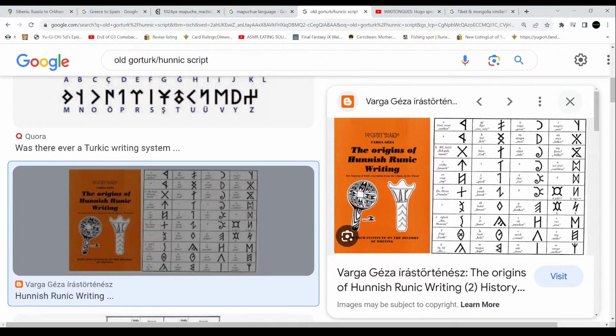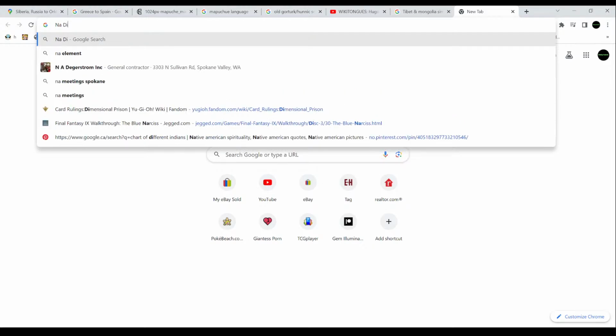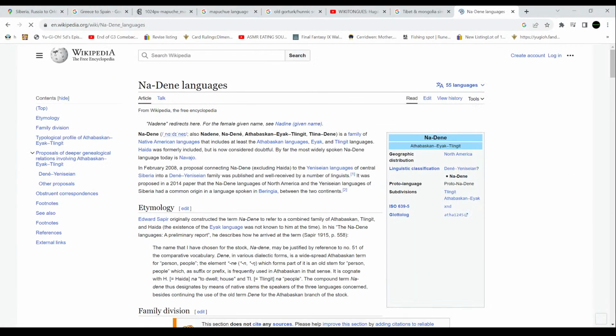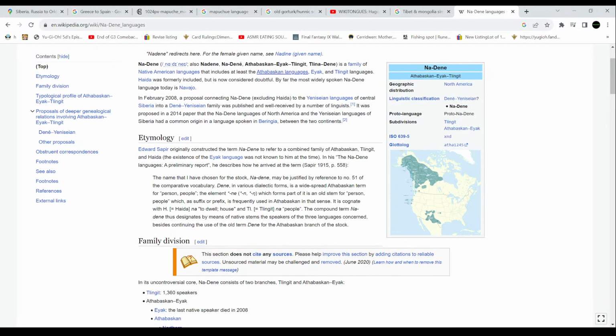Tibet, Mongolia, the Huns, the Norsemen, and some of the Native American tribes, like the Quechua, the Navajo, the Mapuche. It could have also been connected to the Athabascan languages, Eyak and Tlingit. So my guess is really that it could have been the migration of the Athabascans down south.